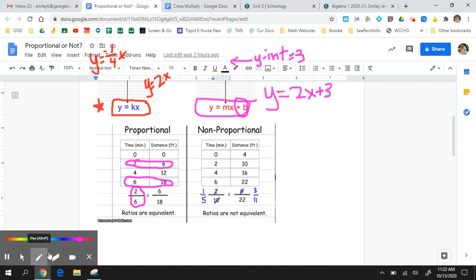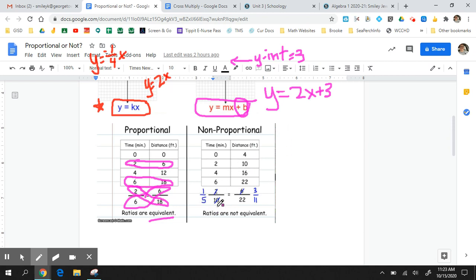Or in 6th grade, they taught you to butterfly. And if this number, when you multiply 6 times 6, is the same exact as 2 times 18, then yes, they are equivalent. They equal each other. It is proportional. Okay, 2 different ways you can do that.